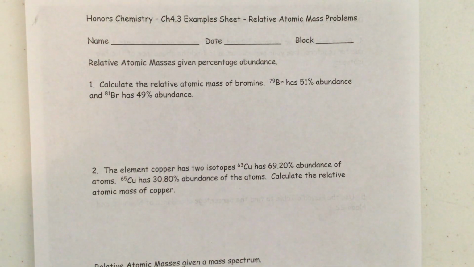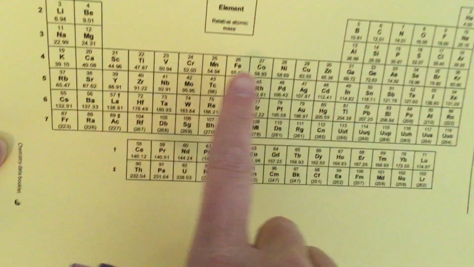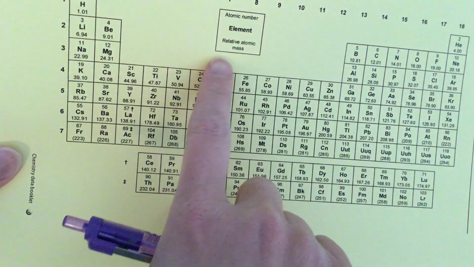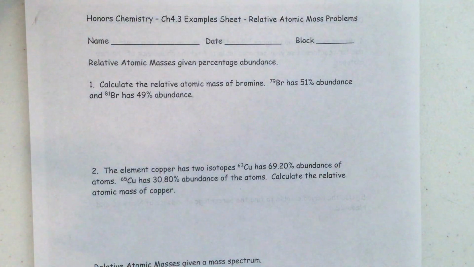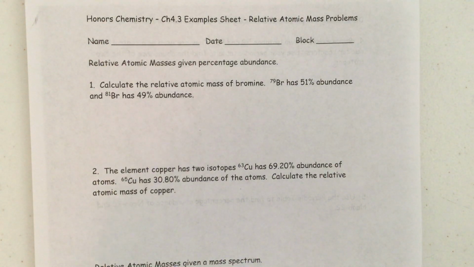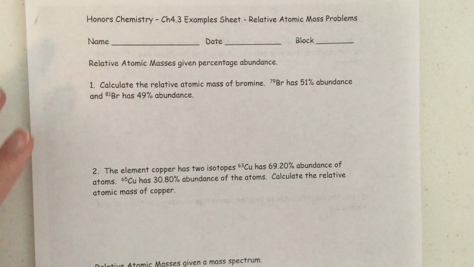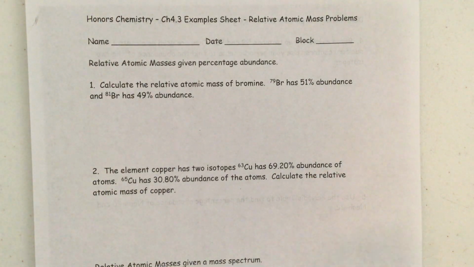Okay, so this is your first set of examples. This is you trying to find the relative atomic mass, which is the average atomic mass that's on your periodic table down here at the bottom. Relative atomic mass, when you're given an isotope and its percent abundance, in other words, how many of that element there is on the planet.